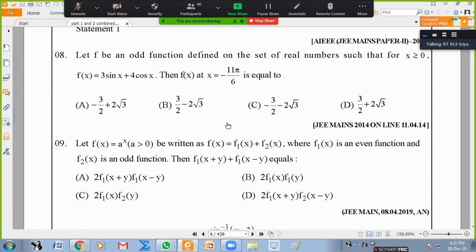Yes. Yes, sir. Okay. Eighth one, don't directly substitute minus 11 pi by 6 in the given 3 sin x plus 4 cos x. You cannot substitute it because it is only the definition of f for x greater than or equal to 0, not for less than or equal to 0.